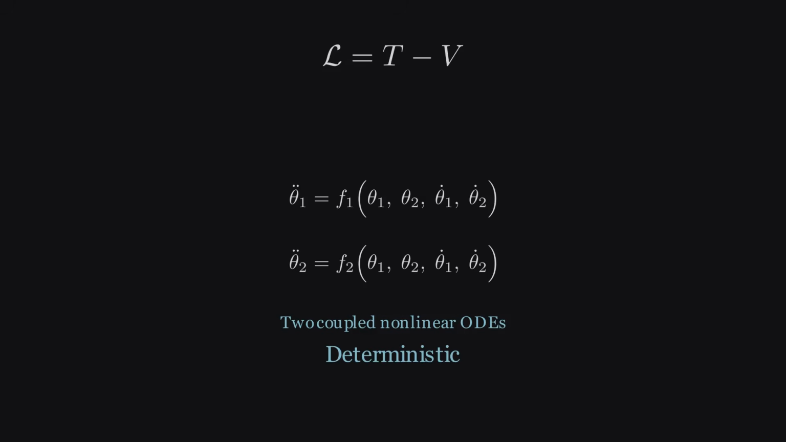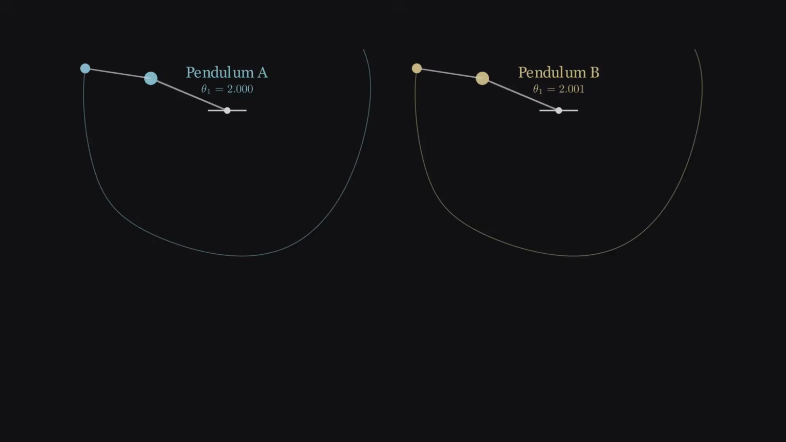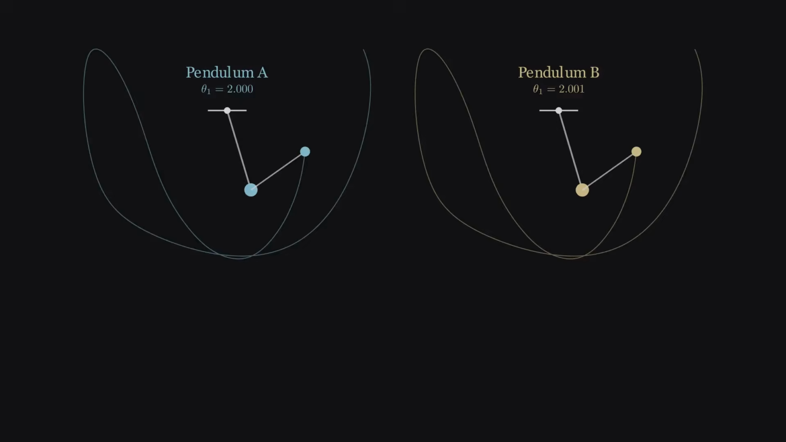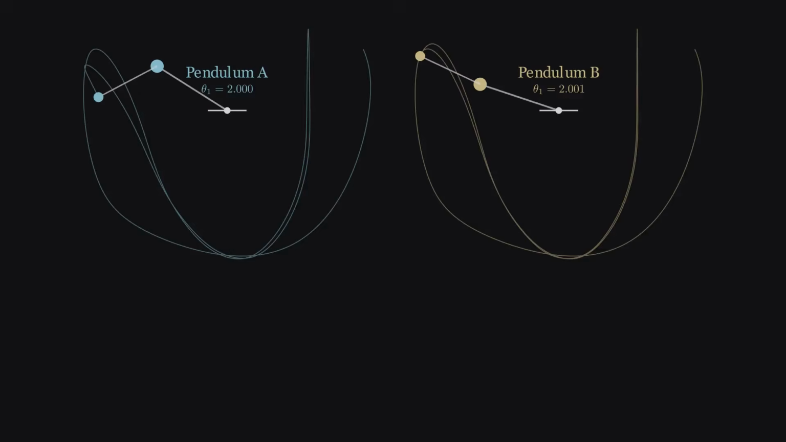They're messy. They involve sine and cosine terms of the angle differences, and the mass matrix couples the two angular accelerations together. But the key point is, these equations are fully deterministic. Given initial angles and angular velocities, the future is uniquely determined. Yet watch what happens. Release two double pendulums from almost identical starting positions. For the first few swings, they move in lockstep, perfectly synchronized, as if controlled by the same hand.